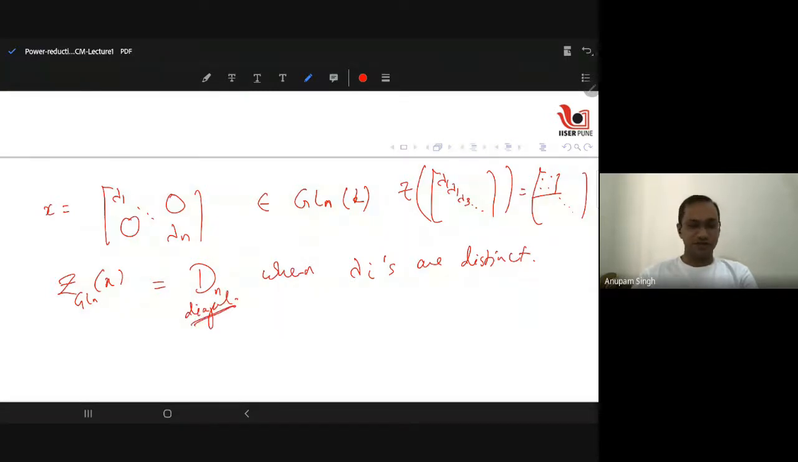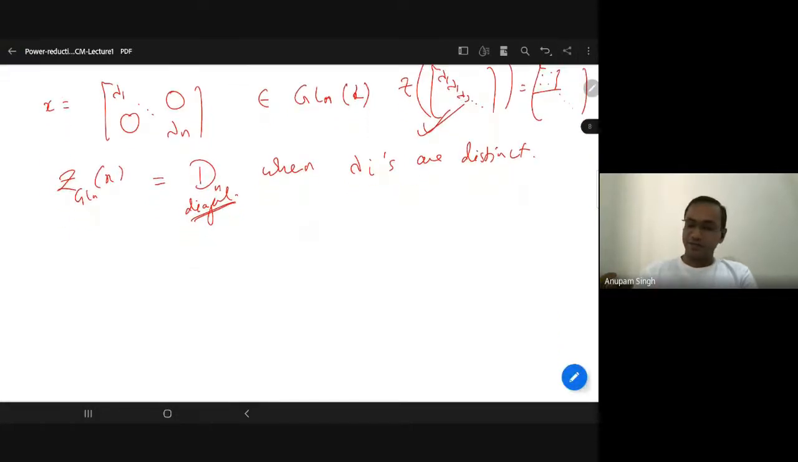This is a commutative subgroup, right? It's an abelian subgroup. So if I'm looking at the centralizer of this element, lambda 1, lambda 2, ..., lambda n, certainly it will contain Dn. It can contain more than that, for example, in this situation here, right? But it will contain at minimum this.